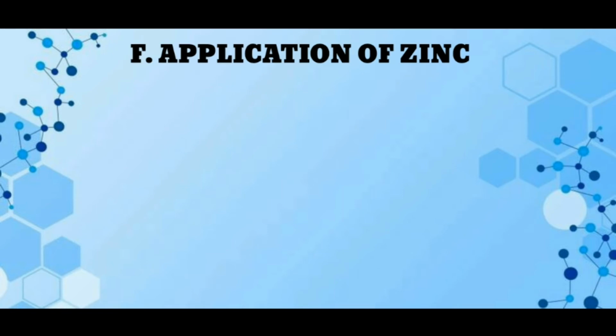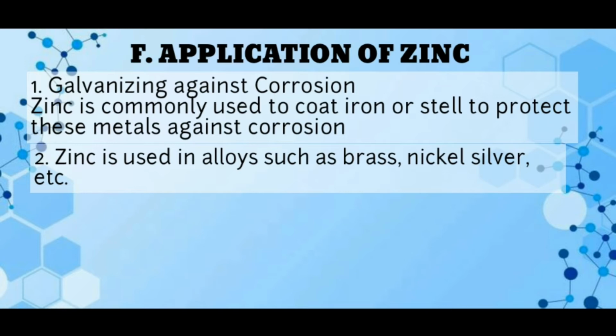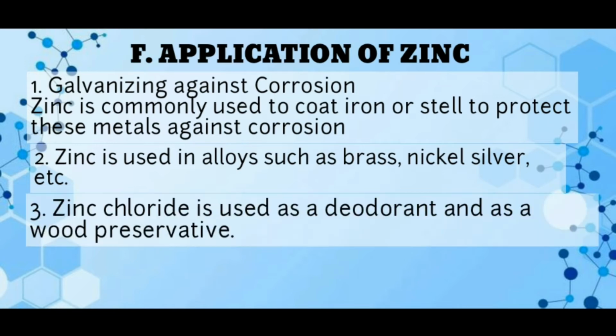Next, applications of zinc. There are many applications of zinc in human life. First, galvanizing against corrosion. Zinc is commonly used to coat iron or steel to protect this metal against corrosion. Second, zinc is used in alloys such as brass, nickel silver, etc. Third, zinc chloride is used as a deodorant and as a wood preservative.